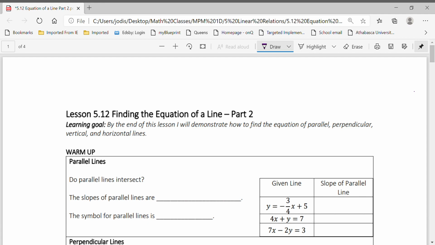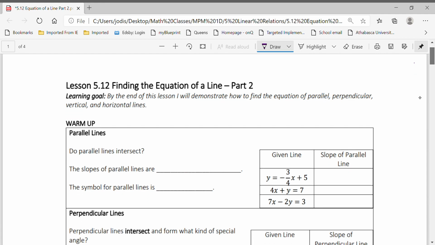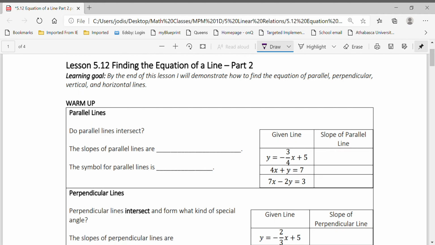Okay, so welcome to lesson 5.12, finding the equation of a line, part 2. By the end of this lesson, we should be able to find the equation of parallel, perpendicular, vertical, and horizontal lines. As a quick little warm-up, we're just going to review what some of these are.